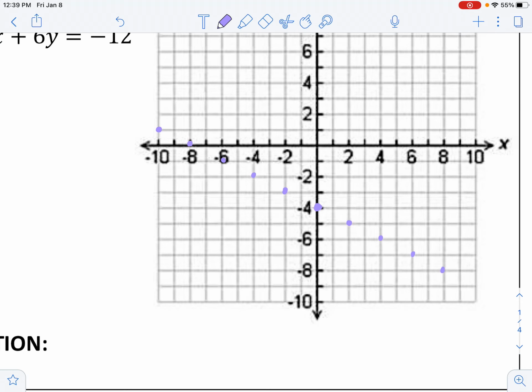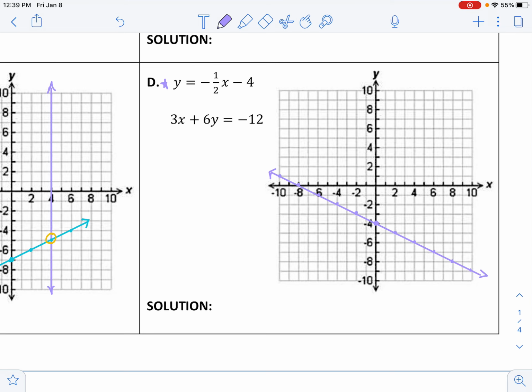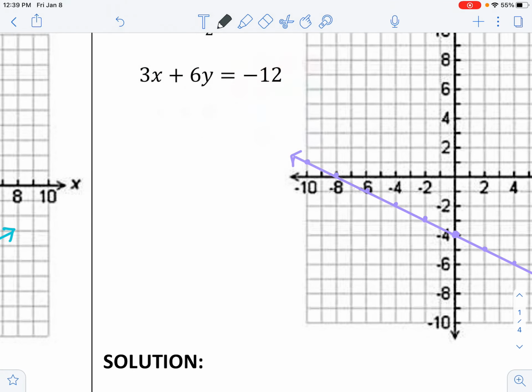Once you get points all the way across your graph, then go ahead and draw the line that goes through those points. Put arrows on the end. Now let's take a look at our other line. Our other line is in standard form, so first we want to get it in slope-intercept form. So I'm going to subtract 3x from both sides. And that would be 0 plus 6y. So that's 6y equals -12 minus 3x.